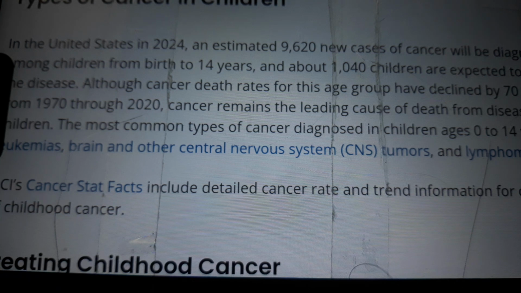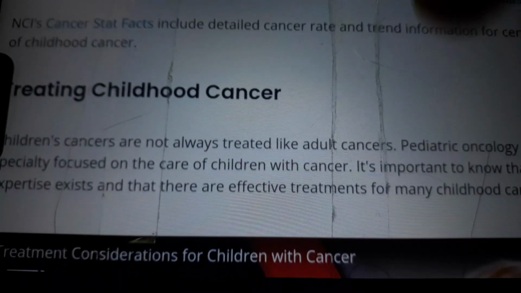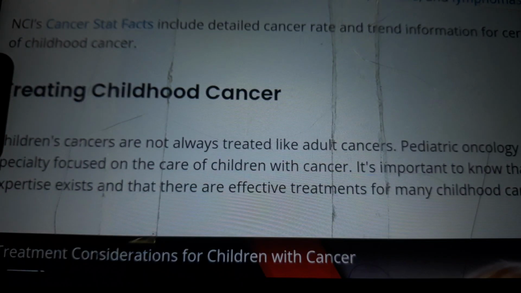The most common types of cancer diagnosed in children aged 0 to 14 years are leukemias, brain and other nervous system (CNS) tumors, and lymphomas. NCI's Cancer Stat Facts include detailed cancer rate and trend information for certain types of childhood cancer.